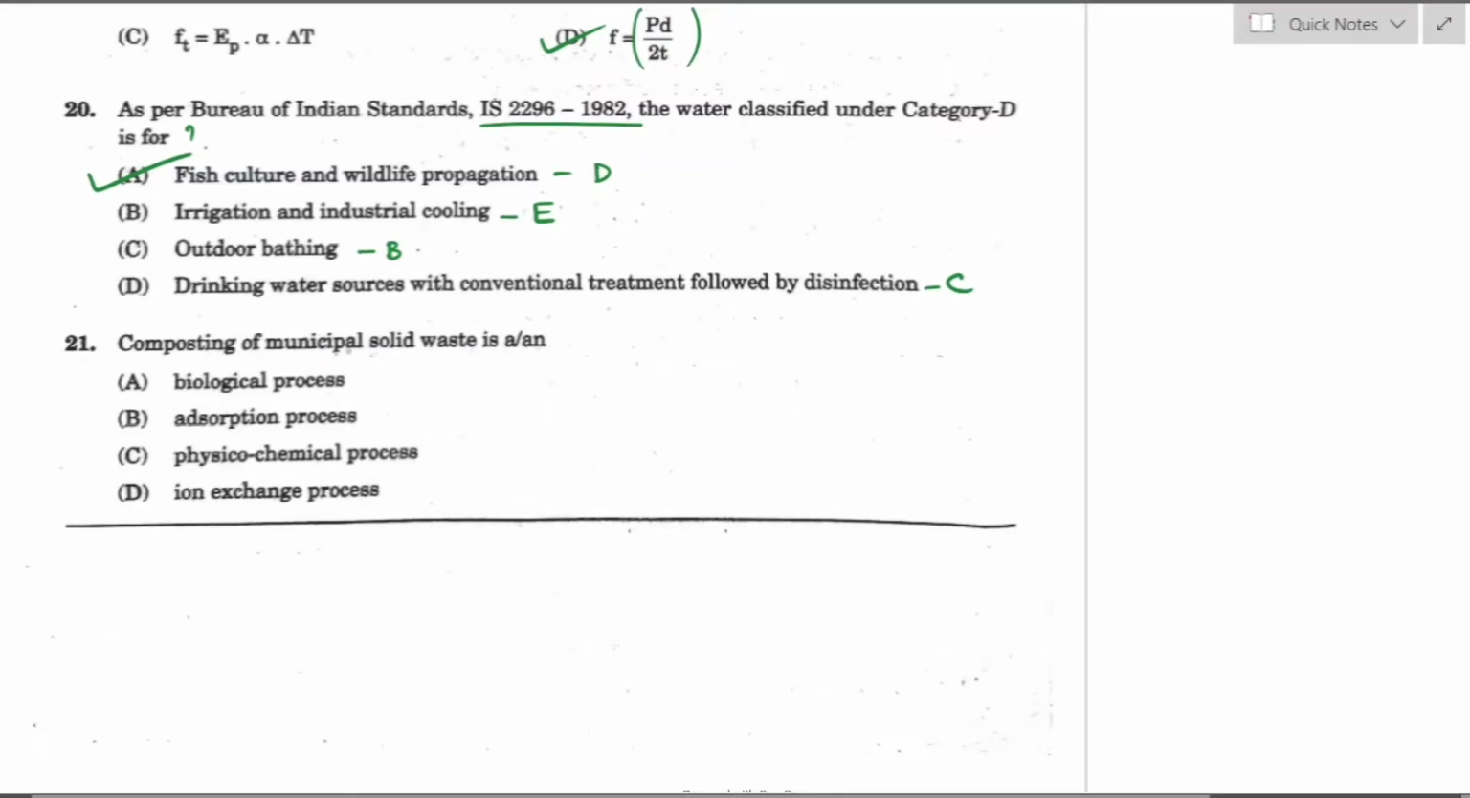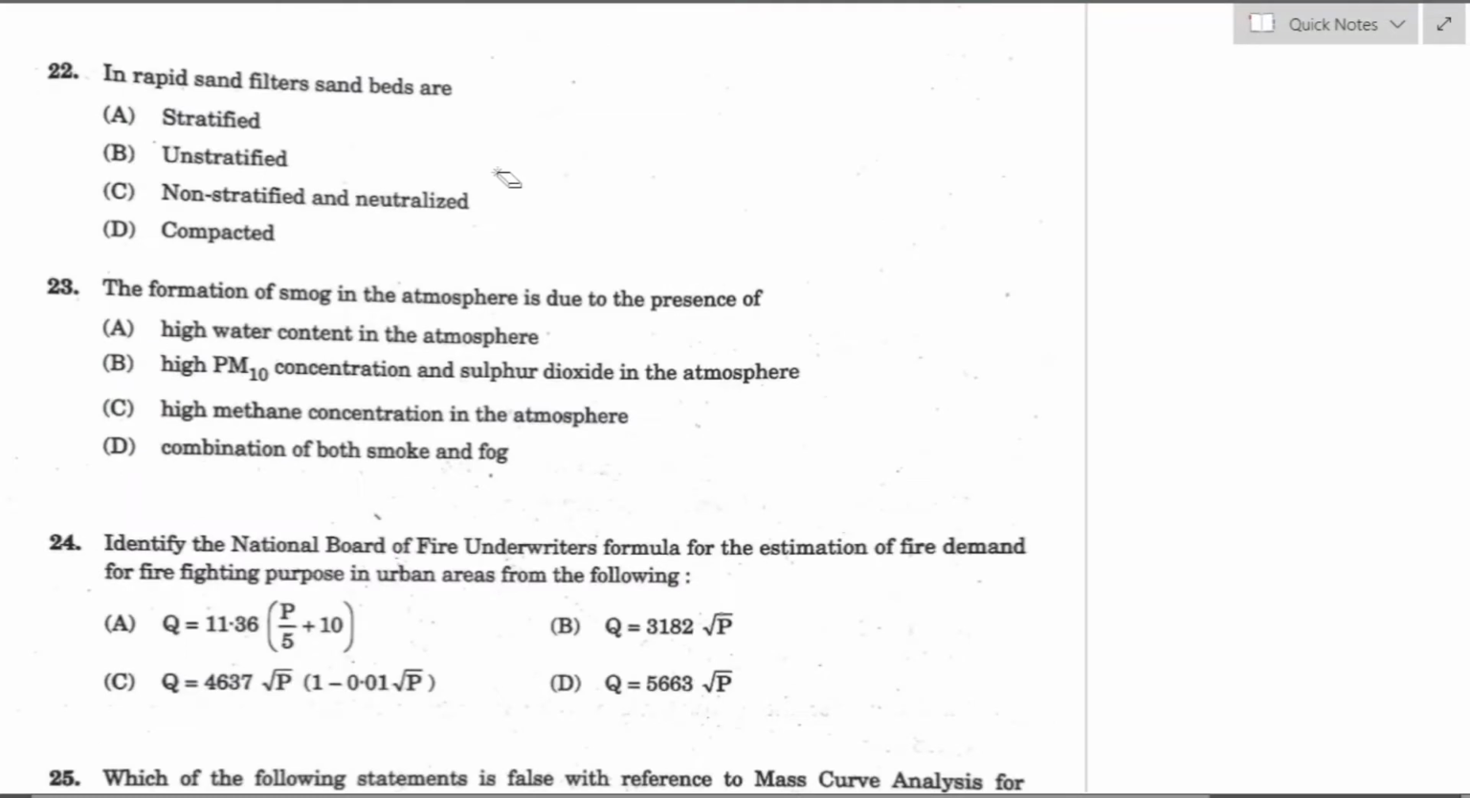Question number 21. Composting of municipal solid waste is an biological process, in which organic portion of refuse is allowed to decompose under carefully controlled condition. Option A is the right answer. Question number 22. In a rapid sand filter, sand beds are stratified. Option A is the right answer.